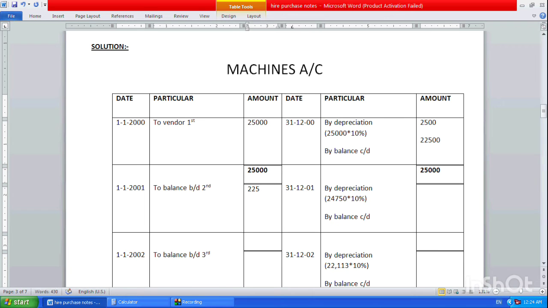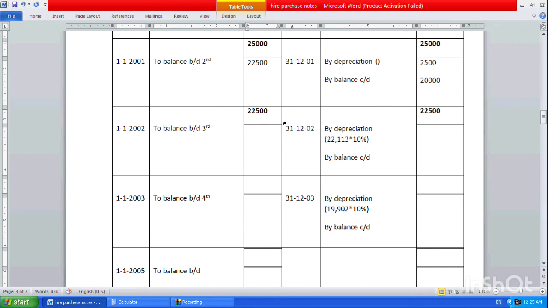1st January 2001, to balance brought down 22,500. 31st December 2001 by depreciation 10%. So it is a straight line method, so we have to take the depreciation directly. Direct means first we got 2,500 depreciation. The same 2,500 depreciation will repeat every year. So after deducting 2,500 from 22,500, we get 20,000 as balance carried down, transferred to the next year.